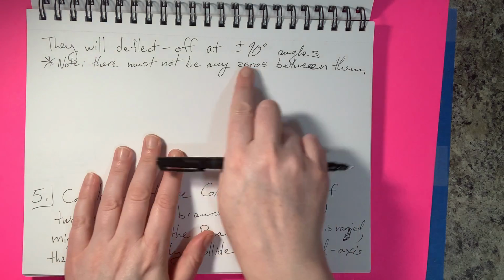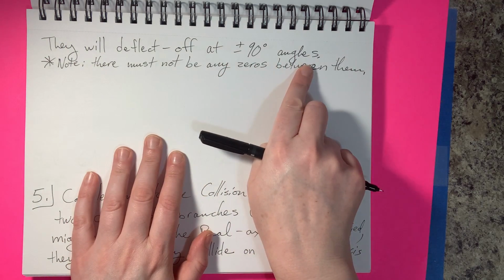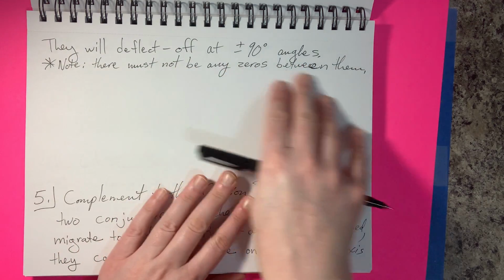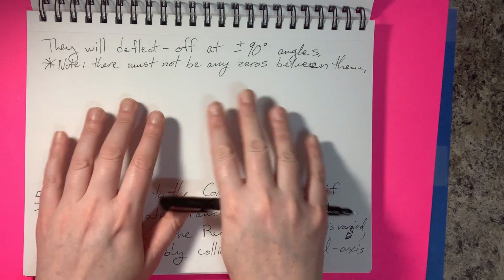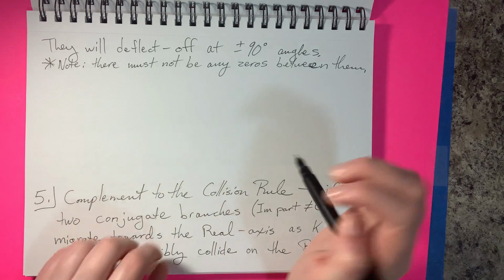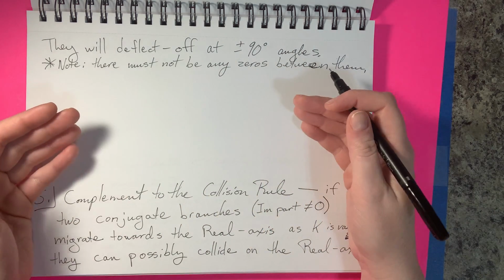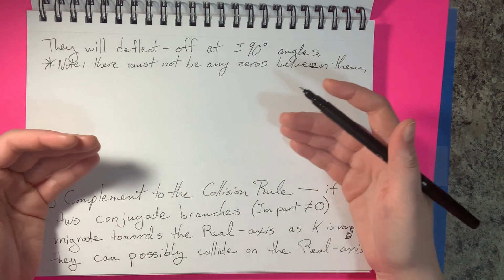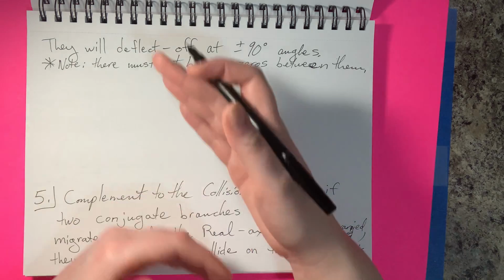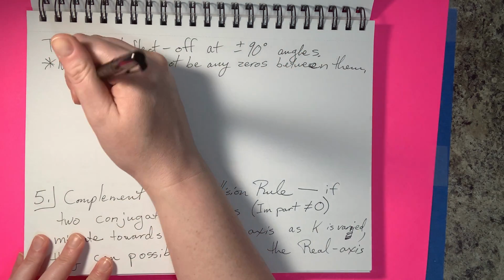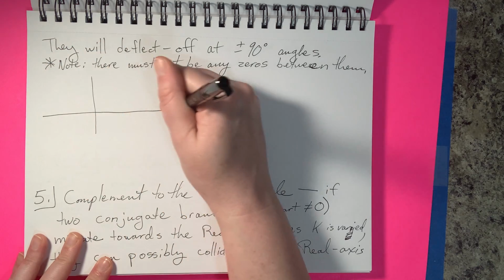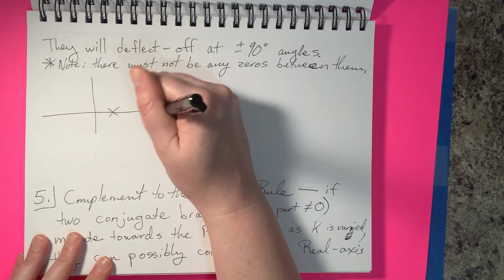They deflect off at plus minus 90-degree angles, and that's just saying that there's not any zeros between them. If there are zeros between them, they don't behave this way. It does rely on them being on the real axis, moving towards each other, and then they will collide at the plus minus 90-degree angles. Okay, so an illustration of this, we have these two right here.